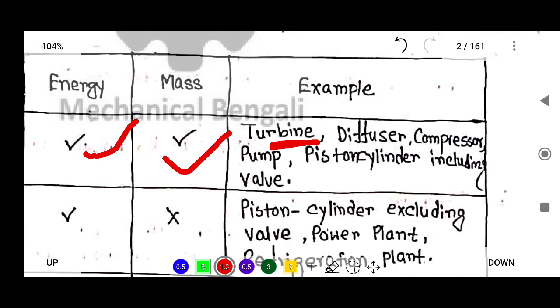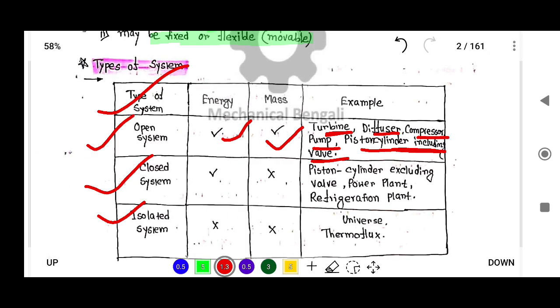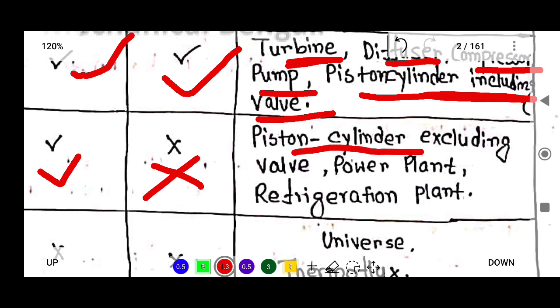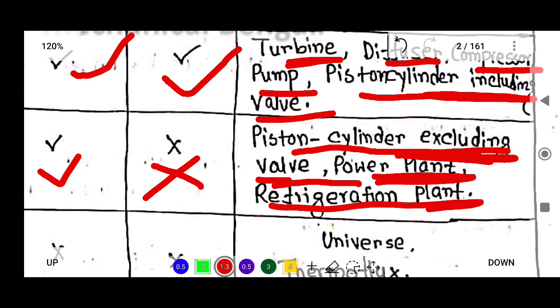Diffuser is an example of an open system. Compressor, pump, piston cylinder including valve: these are examples of an open system. A closed system is one where energy is transferred but mass is not transferred through the boundary. What is the example? That is piston cylinder excluding valve. Remember that, piston cylinder excluding valve. A power plant is also an example of a closed system, and a refrigeration plant is also an example of a closed system.